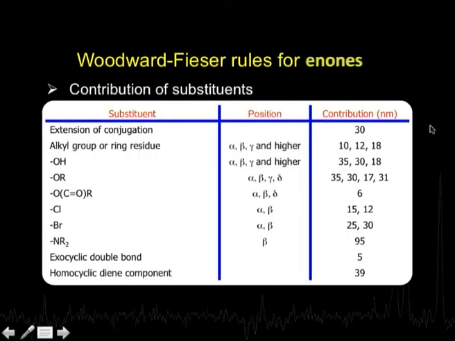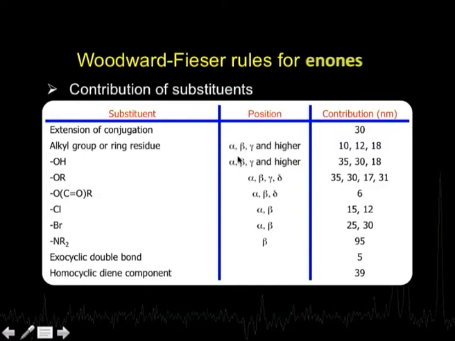This goes as follows. These are different possible substituents we have here, and it's important to note that the position of the substituent also matters, and this is the respective contribution. So how do we read this table? This is extension of conjugation as we had before, it's about 30 nanometers. We add 30 nanometers to the base value to get the contribution of conjugation. Now if you have an alkyl group or a ring residue, we find that it also contributes, and what you see is alpha, beta, gamma and higher.